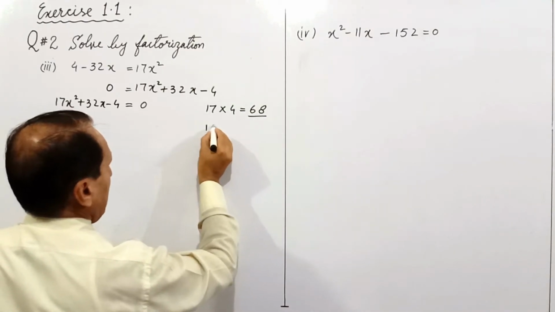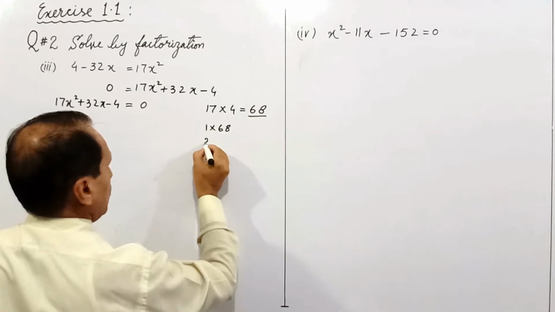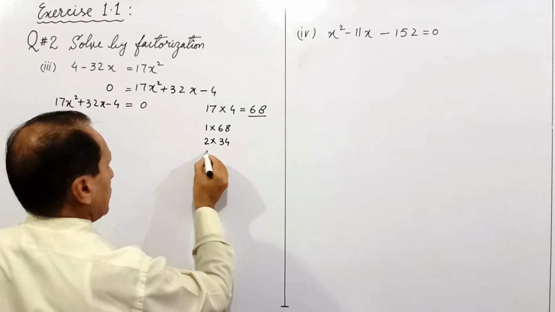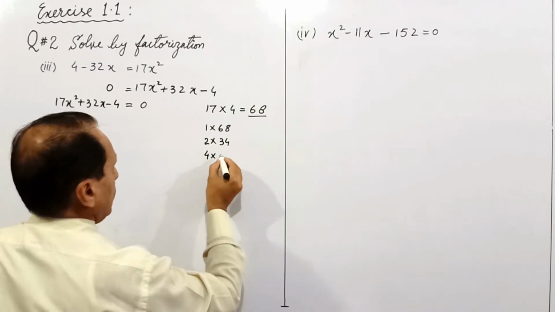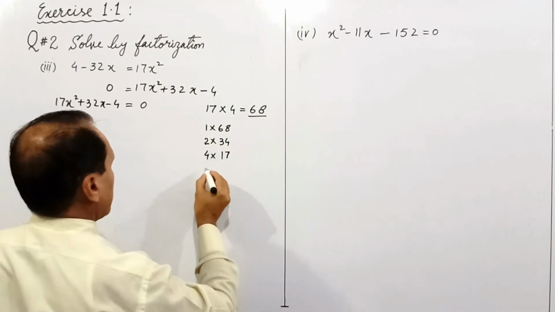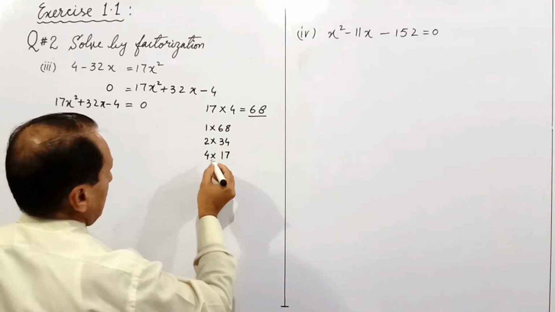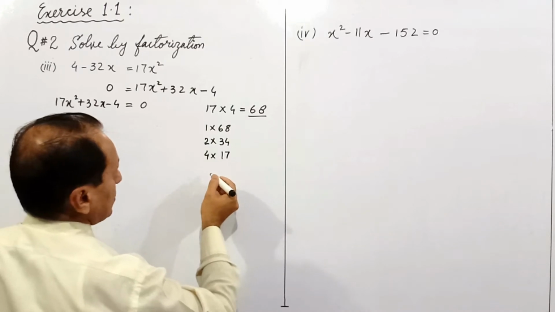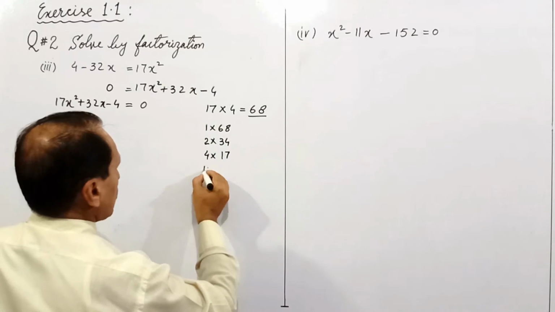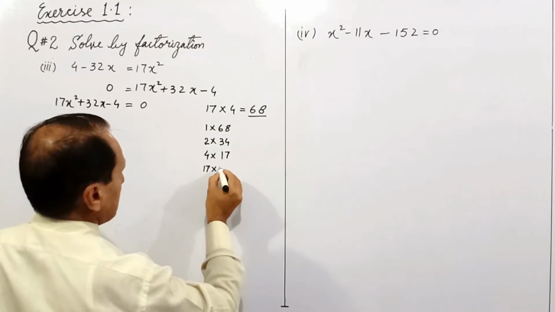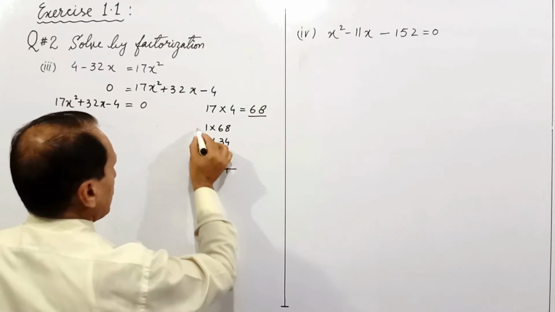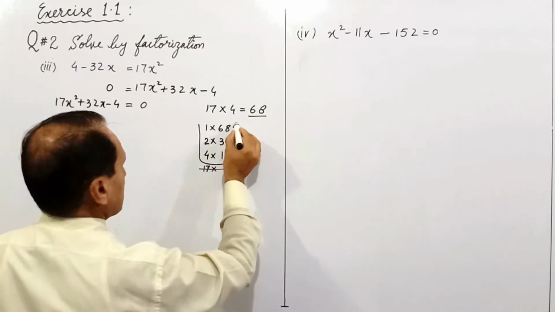We divide it by 1 and then 2, that will give us 34, and it is not divisible by 3. We divide it by 4. 4 1s are 4 and 4 7s are 28. Then 5, 6, 7, 8, 9, 10, 11, 12, 13, 14, 15, 16, 17. So it is not divisible by other numbers, 17 into 4. So 17 and 4 are repeated factors, therefore we stop making factors and the list is now completed.